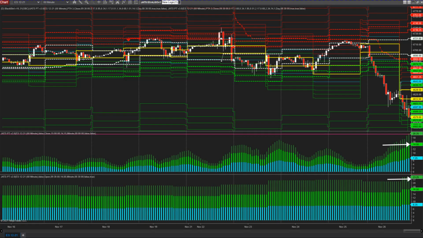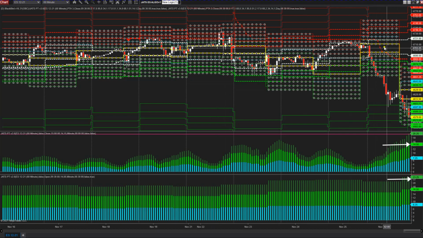Hey guys, I want to take a look at the PT indicator, my favorite subject, and just show you some of the amazing things that I can do with it. I can put different distributions on the chart so I can get the first hour of the RTH session and put that in its own distribution.